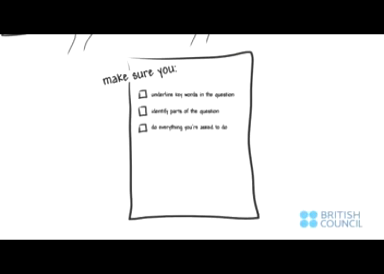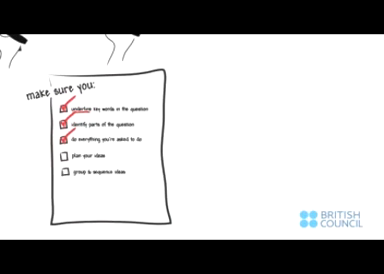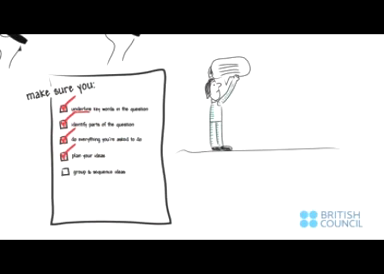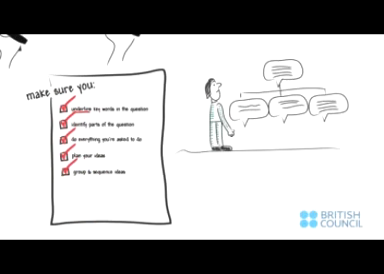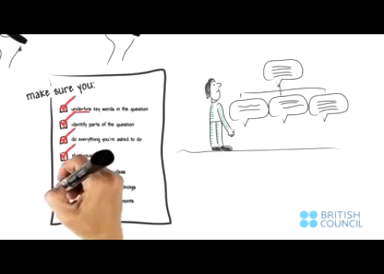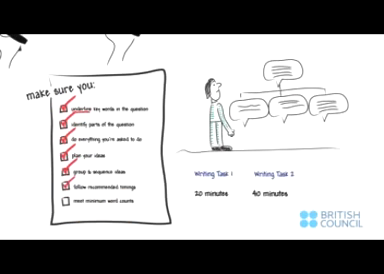Make sure you underline key words in the exam question. Identify how many parts there are to the question, and make sure you do everything you are asked to do. Before you write, plan your ideas, though keep them relevant. Then group and sequence them. Spending 2 to 3 minutes doing this can save you time when you are writing. Follow the recommended timings for each task and meet minimum word counts.